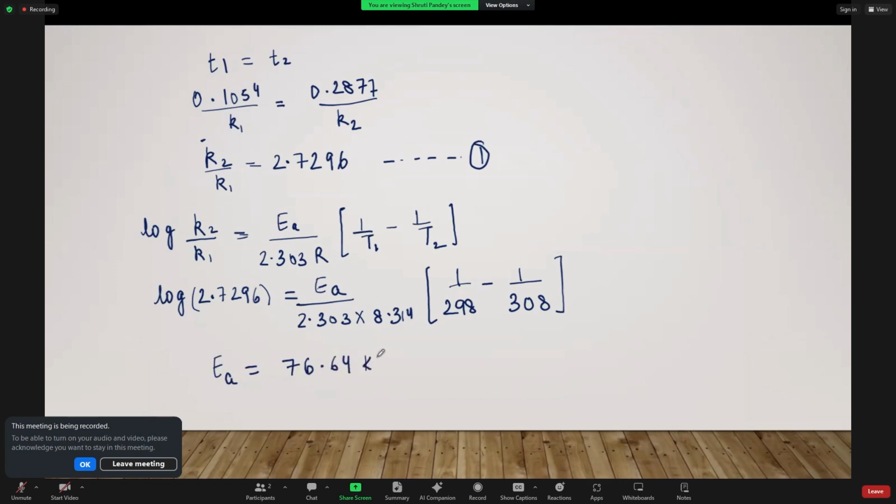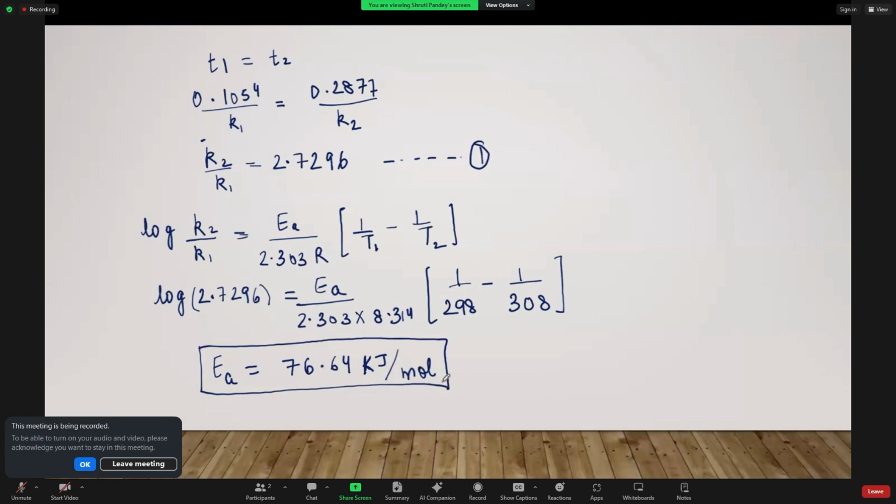76.64 kilojoule. अब फिर से यहाँ पे unit पे ध्यान दीजिए, it's kilojoule. तो आपको जो value मिलेगा that will be around 76,640 according to this. ठीक है, तो यहाँ पे I am writing it in kJ per mol. So this is the activation energy first of all. ठीक है, तो question में it was asked the activation energy.